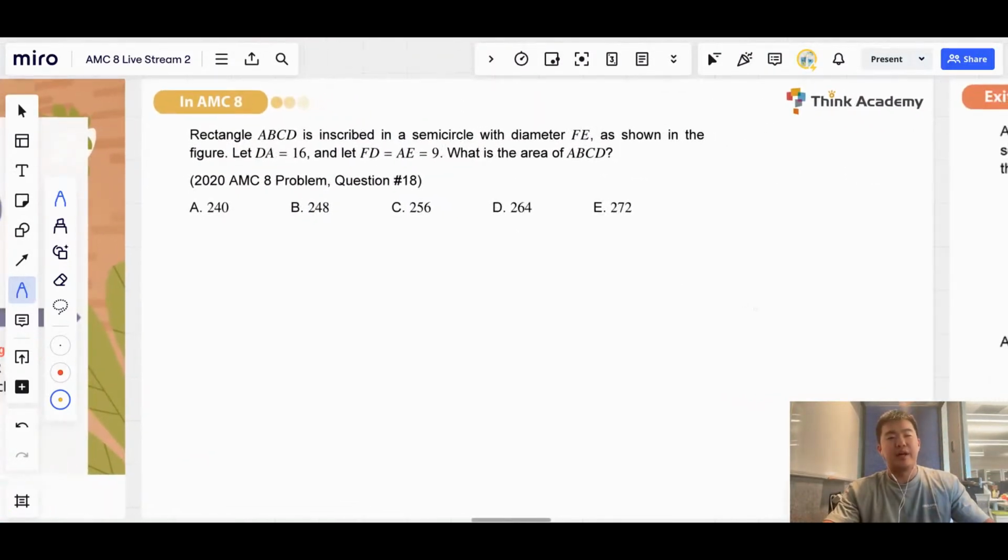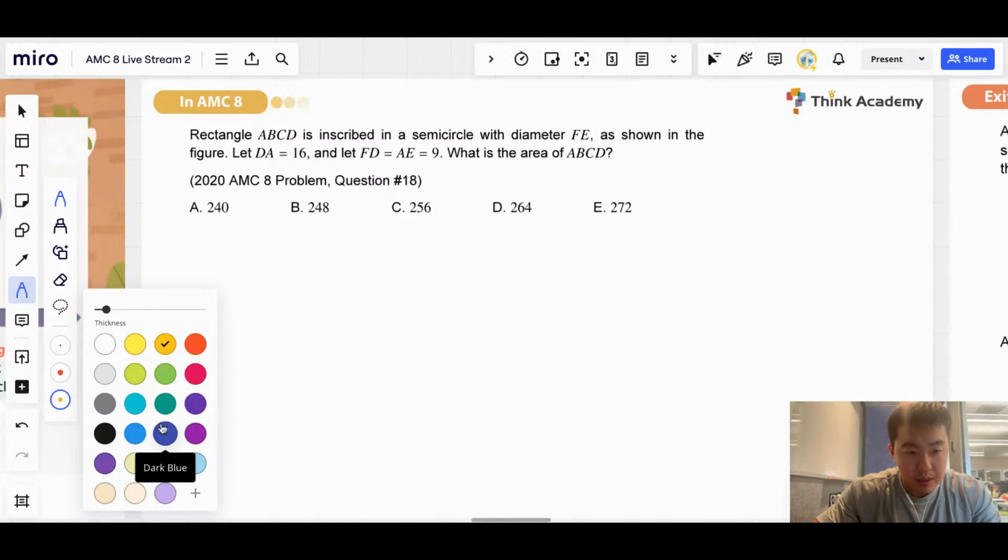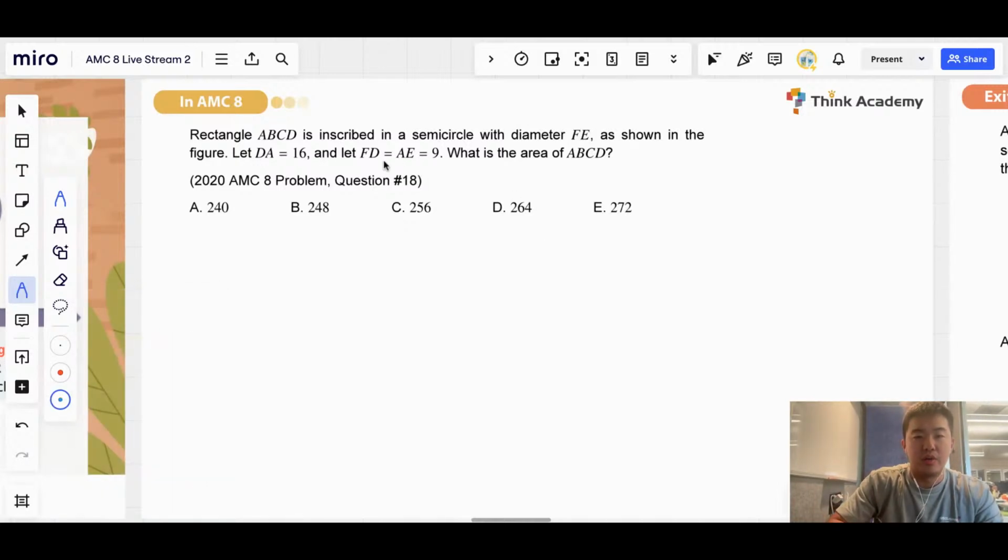Now we are ready for another real AMC problem, which is question number 18 from the 2020 AMC exam. It says rectangle ABCD is inscribed in a semicircle with diameter FE. So let me get back to my pen. Okay, good. So now we have the rectangle ABCD inscribed in a semicircle and the diameter is FE as shown in the figure. And of course, no figure shown, so we need to come up with a figure ourselves. The given condition is that the length of the line segment AD is 16, and the length of FD equals AE, which is 9. What is the area of ABCD?